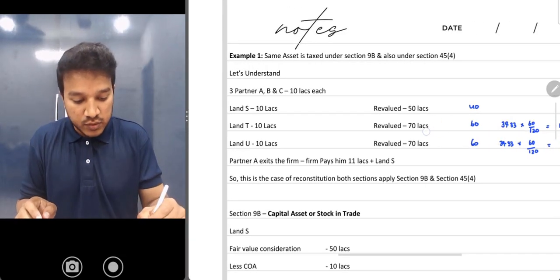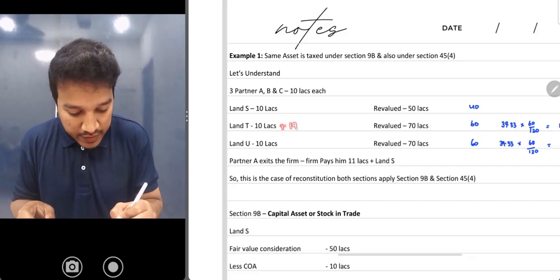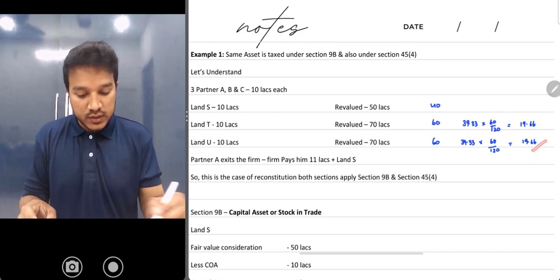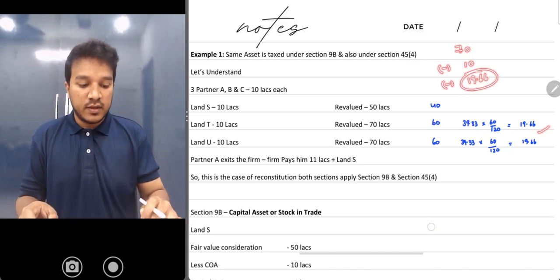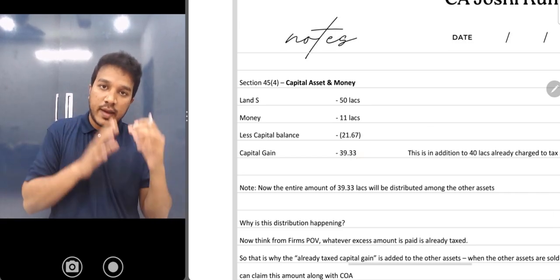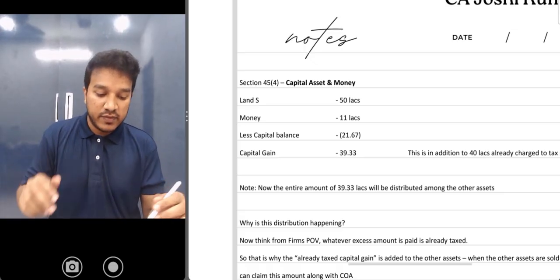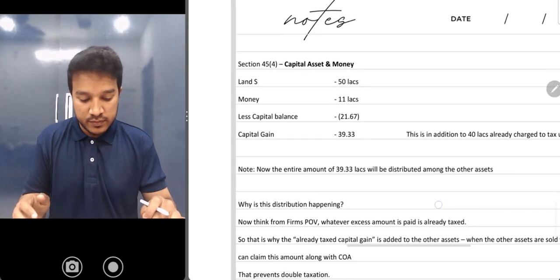Okay, next, when you sell this asset, suppose you are selling this asset for 70 lakhs, you will deduct 10 lakhs plus 19.66. This 19.66, you will add to land due. Suppose when you are selling, sale consideration is 70, out of which 10 lakhs you will already deduct, and then 19.66, this is already taxed here. So you will remove that also, and on the balance amount only you will tax. Okay, so this avoids double taxation. That's why we are apportioning this 39.33 lakhs to the other assets. I hope this point is clear.